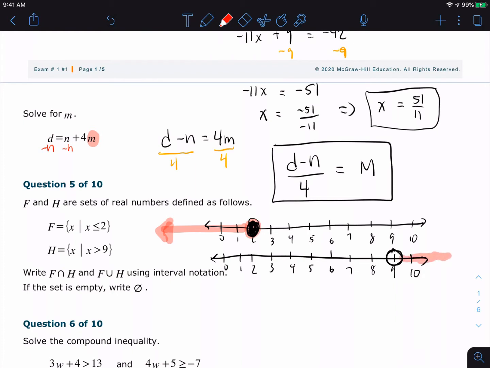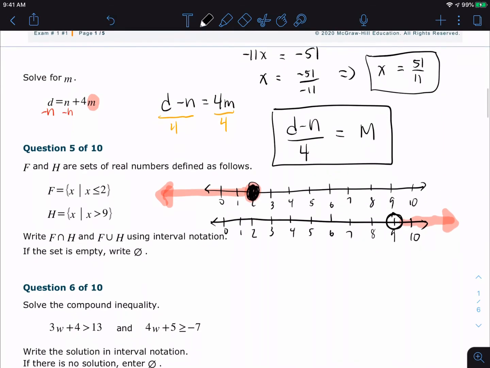Now, does everyone understand how to know which way to shade? Is there anyone that's unsure? Feel free to speak. You guys are okay? All right.